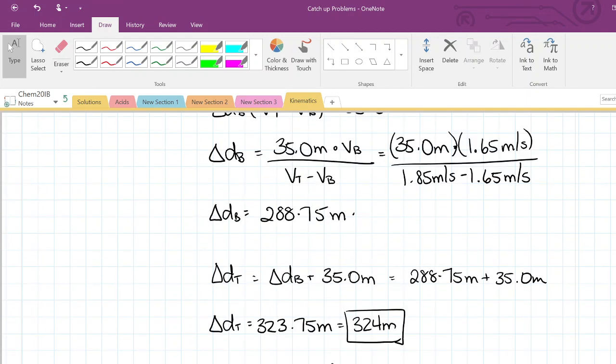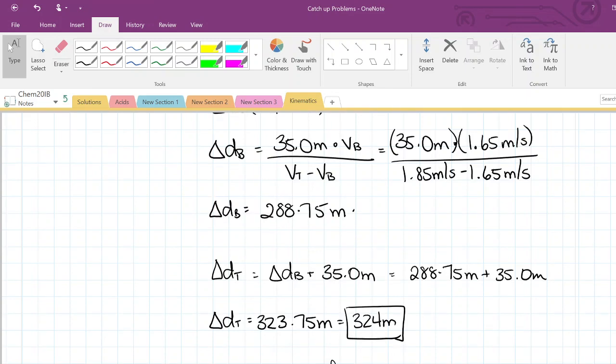Okay. Now, I want to know what is the distance that Tom covers, right? So that was the original question. What is the distance that Tom has to travel before he catches Bill? And I know that Tom's distance is going to be that distance that Bill covered plus that 35 meters. So the 288.75 meters plus 35 meters. And I get that Tom travels a total of 324 meters by the time he catches Bill.